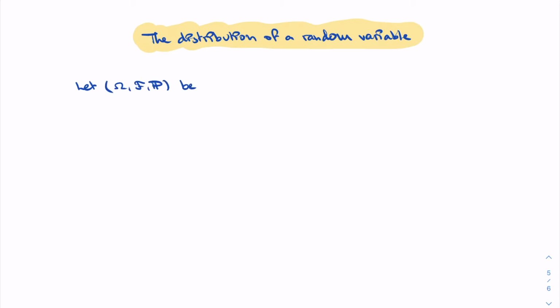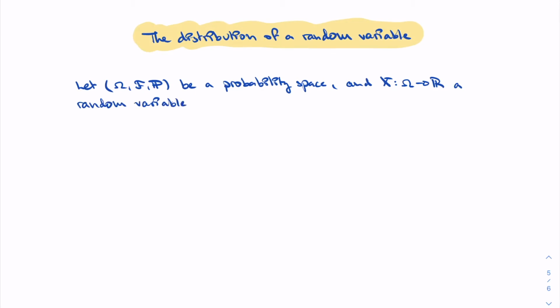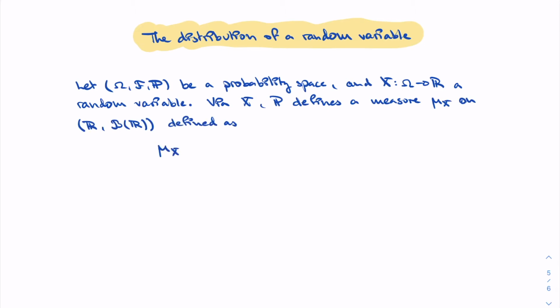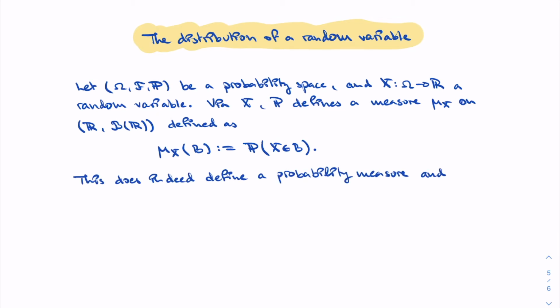Let Ω, F, and P form a probability space and let X be a random variable. Via X, P defines a measure μ_X, where the measure of a set B is simply the probability that X takes its value in B. This does indeed define a probability measure and is referred to as the law or distribution measure of X.